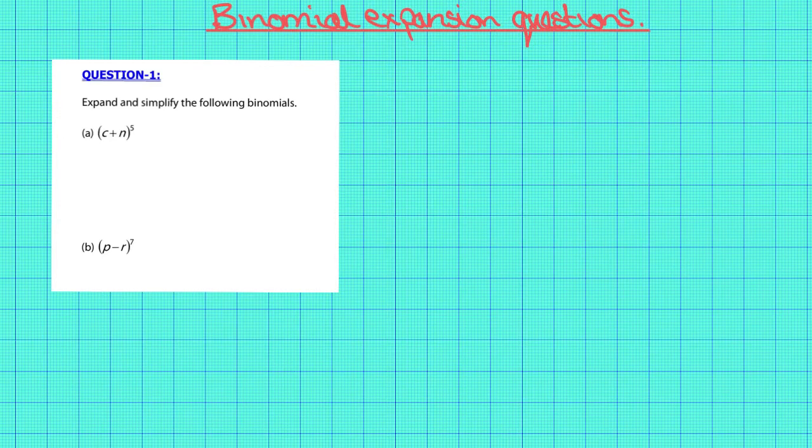Binomial expansion questions. Question 1. Expand and simplify the following binomials. The easiest way to expand and simplify these is to use Pascal's triangle. So first draw Pascal's triangle.